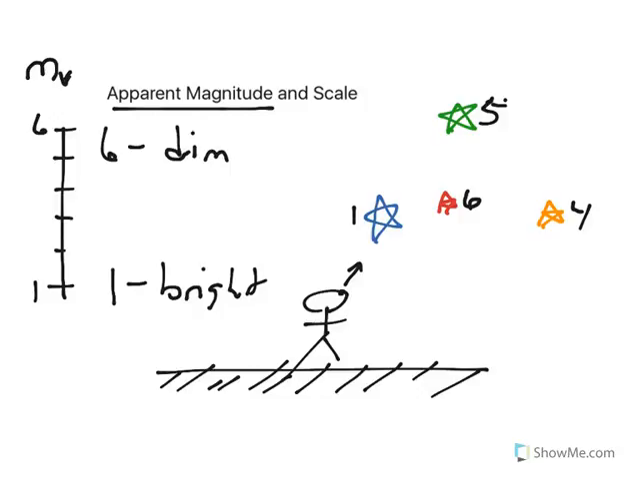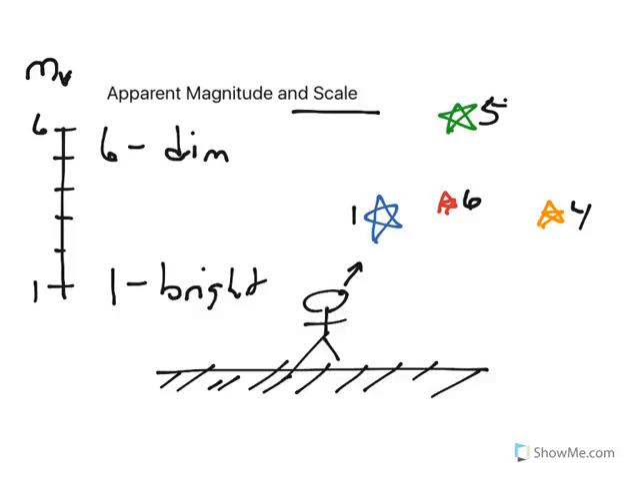So let's summarize here. Apparent magnitude is how bright the stars appear to your eyes. And the apparent magnitude scale is a ranking scale that you've created from 1 to 6, with 1 being the brightest and 6 being the dimmest, and you're ranking the stars that you see on a clear, dark night based on their apparent brightness. So we call this the apparent magnitude scale.